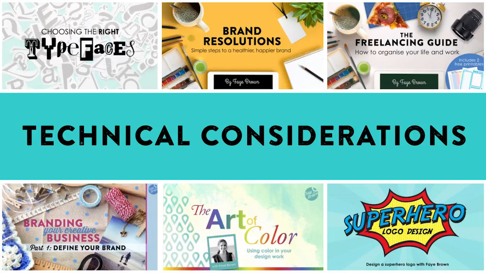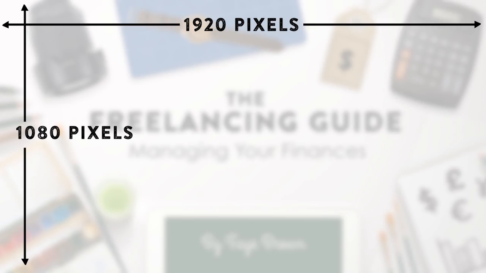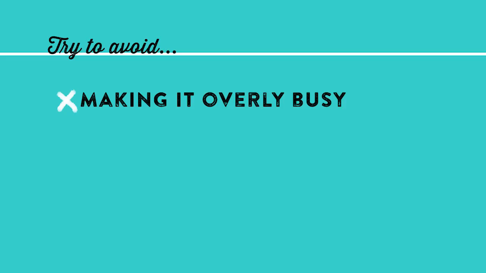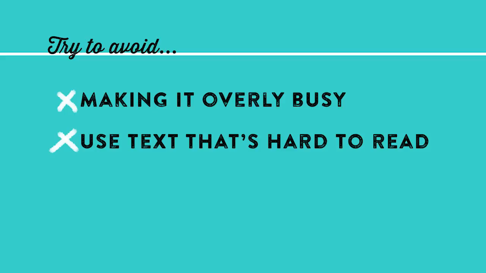So this brings us on nicely to technical considerations. I tend to prep all my cover images at HD size, which is 1920 by 1080 pixels. This is just in case I ever need to use the image large anywhere. It's harder to create something bigger than saving something down smaller. But just remember to bear in mind how small your image might need to go, so try not to make it overly busy or use text that's hard to read.